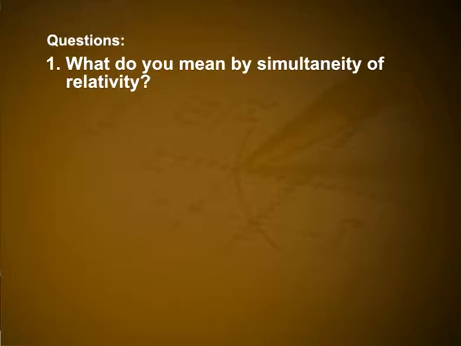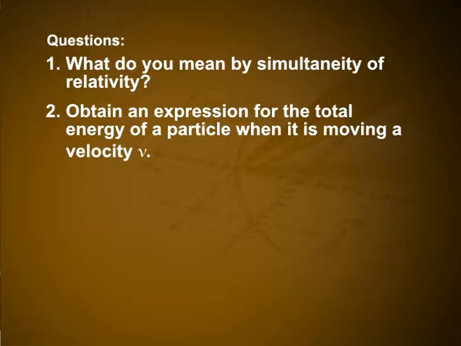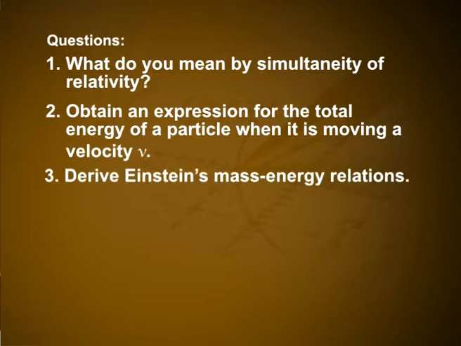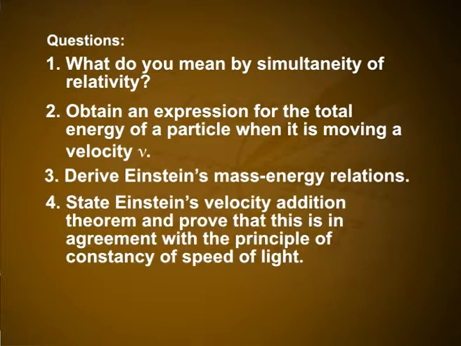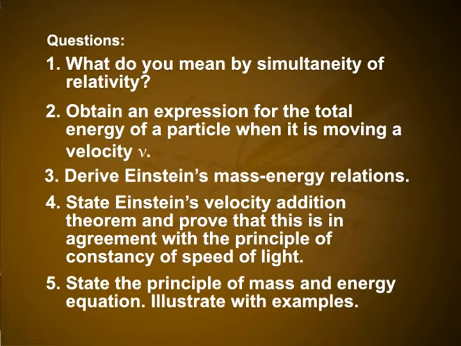Now you can try to answer the questions given here. First one, what do you mean by simultaneity in relativity? Second one, obtain an expression for the total energy of a particle when it is moving with velocity v. Third one, derive Einstein's mass energy relation. Fourth one, state Einstein's velocity addition theorem and prove that this is in agreement with the principle of constancy of speed of light. Fifth one, state the principle of mass and energy equivalence, and illustrate with examples.